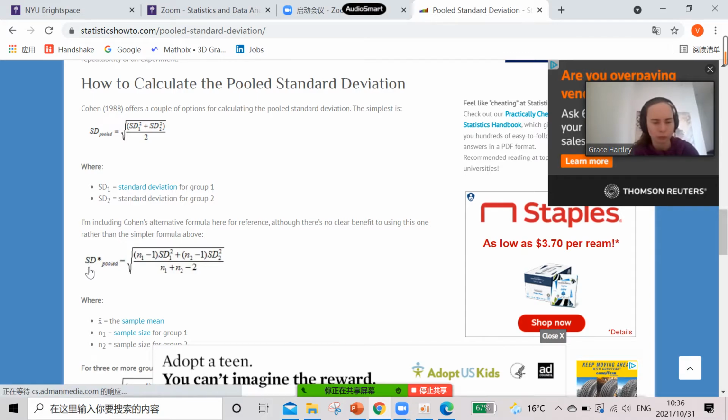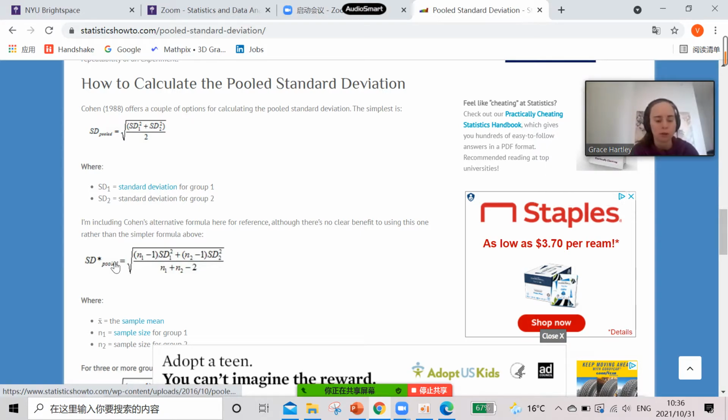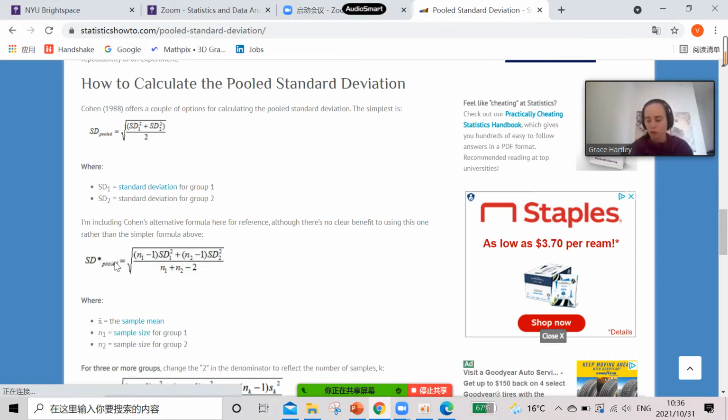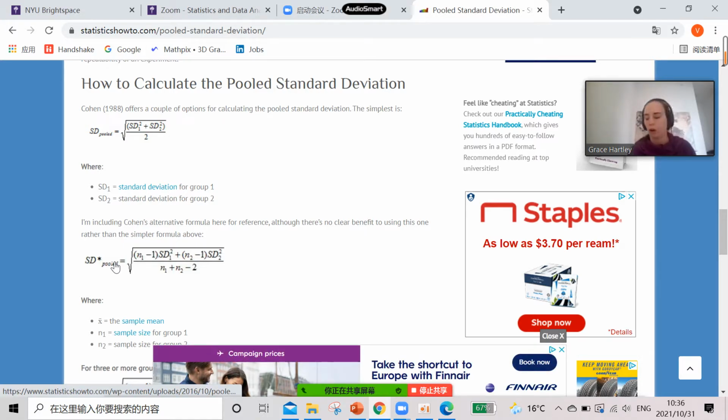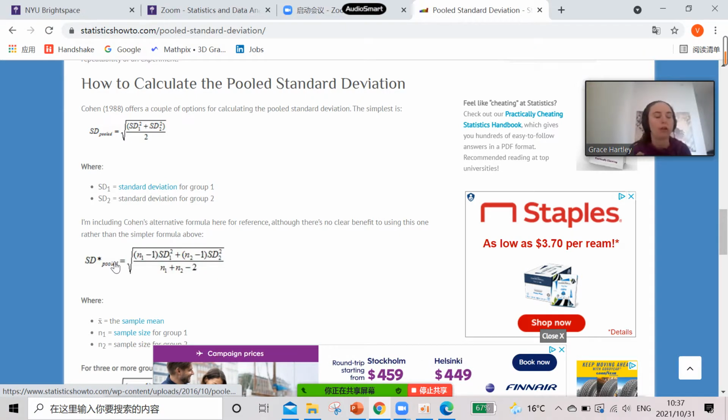It's S star pooled. You can use this formula to calculate the pooled standard deviation because it has to do with the sample sizes, N1 and N2. It's a weighted average. Okay. So then, does it matter? So I would use that sample size for the standard deviation. That makes sense.